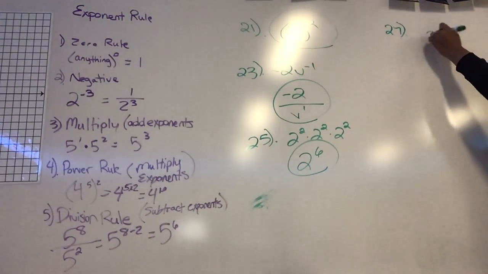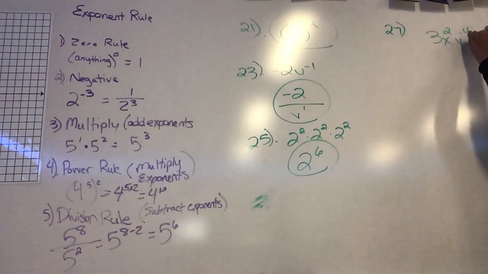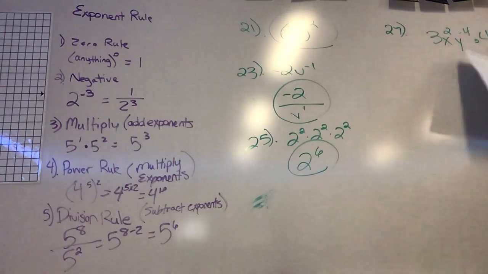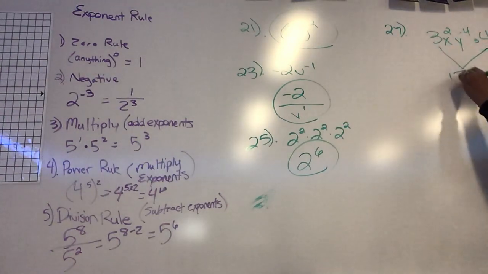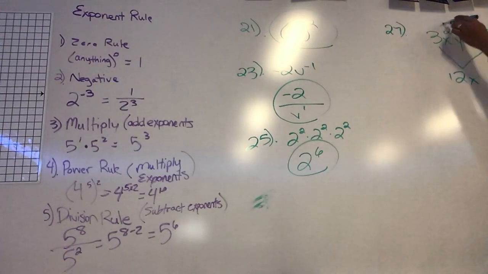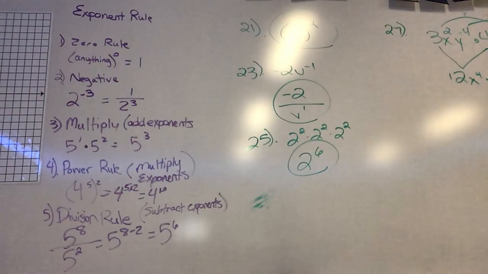Okay, 27, I got 3x to the 2, y to the negative 4 times 4x squared, y to the negative 4. Okay, you're going to multiply the two big, so 3 times 4 is going to be 12. And then we add the exponents. So x to the 2 plus 2. And then negative 4 plus negative 4.